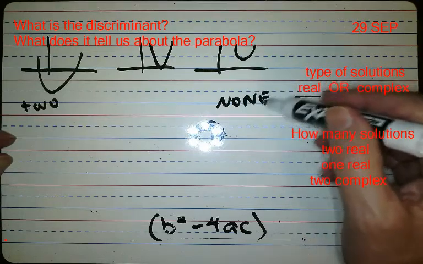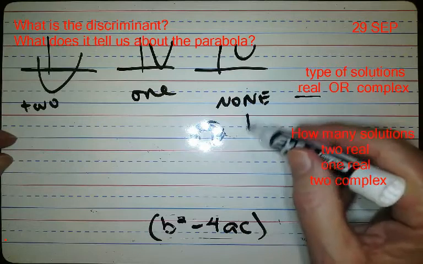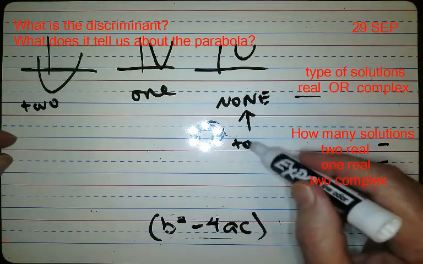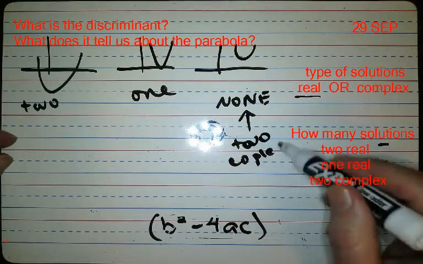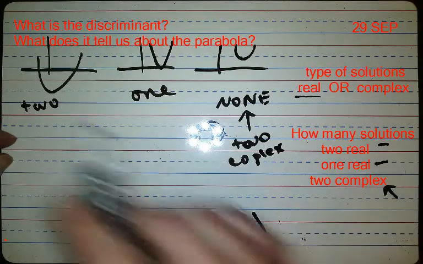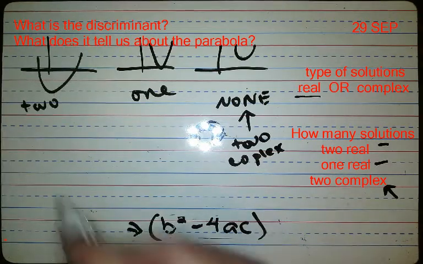None. 1. And so if it has no x-intercepts, that means it has 2 complex answers, right? 2 complex answers. So there's this, this, and this. So what does this tell me? How do I know? What do I do to use this?